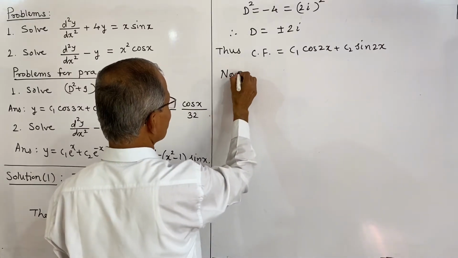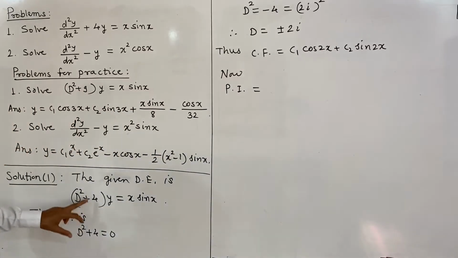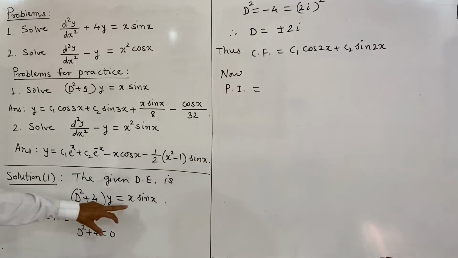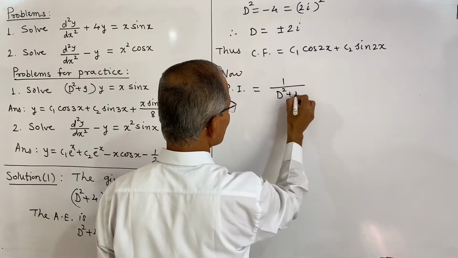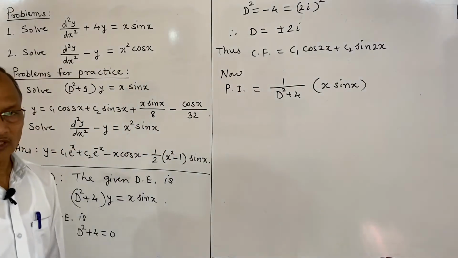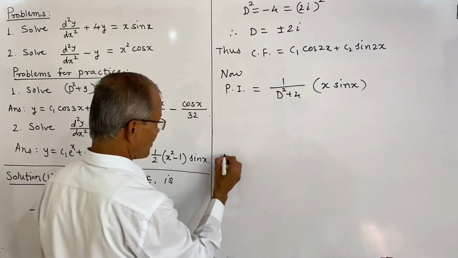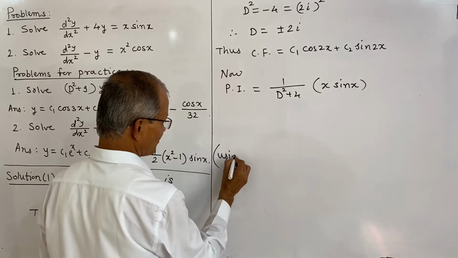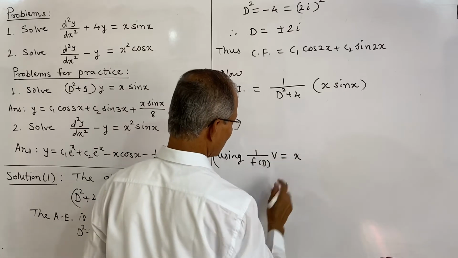Now PI is the particular integral from this equation. We operate on this side with the inverse operator, 1 upon d square plus 4 operated on x sin x. So PI is 1 upon d square plus 4 operated on x into sin x. Now here we have to use the formula that we have obtained. So what is the formula? 1 upon f of d operated on x into v.